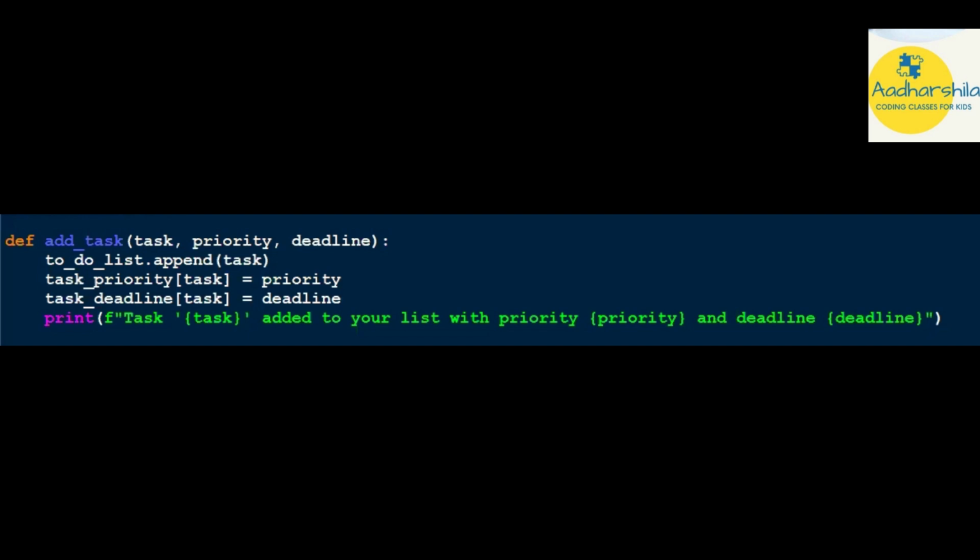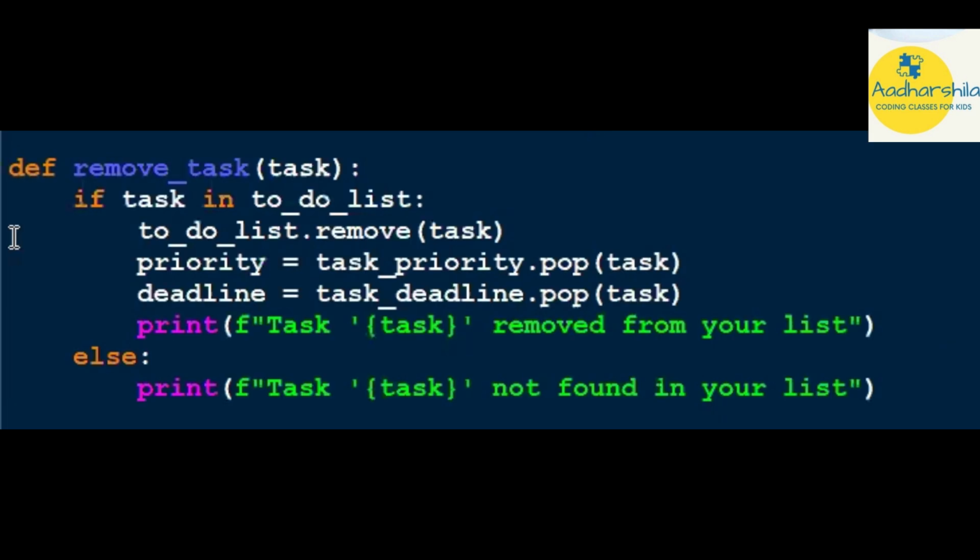Now, let's look at the function to remove the tasks. The remove function first checks if the task exists in the to-do list. If it does, we remove the task from to-do list and also remove its priority and deadline from the dictionaries. If the task is not found, we print a message indicating that.